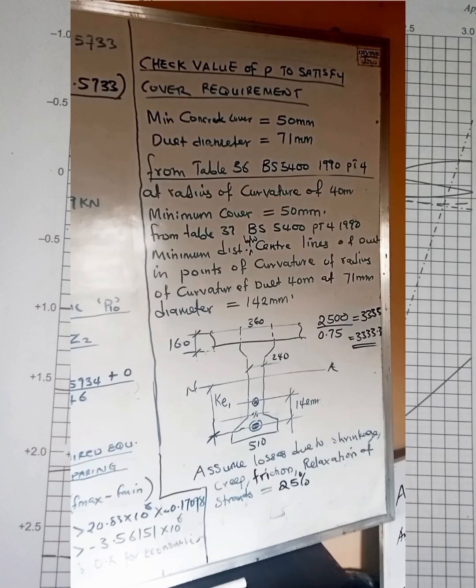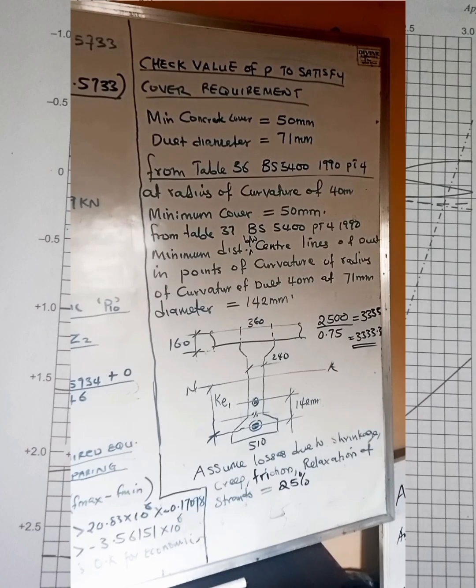So if we are going to be experiencing losses of about 25% of the pre-stressing force, it means if we are choosing a pre-stressing force of 2,500 kilonewton, it's not going to be adequate because we are going to lose some pre-stress force along the profile of the tendon. So for us to avoid a situation where our pre-stressing force does not satisfy the necessary fiber stress criteria, we are going to increase our chosen pre-stressing force so that by the time we are losing 25% of the chosen pre-stress force, our force will still remain at 2,500 kilonewton. Okay, so that is exactly what we're going to do.